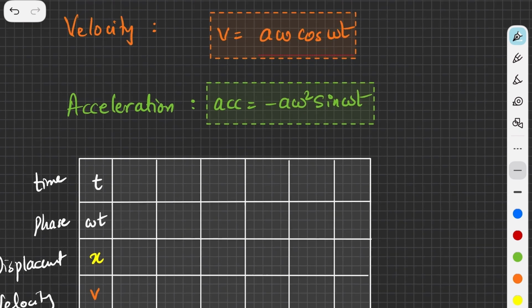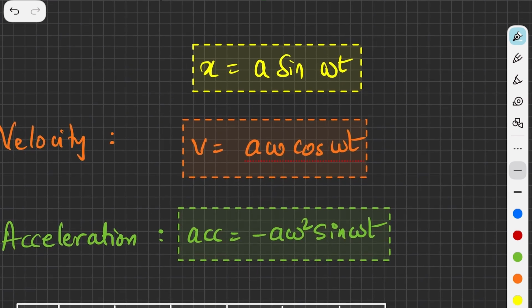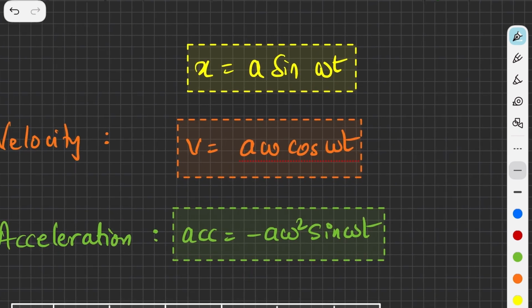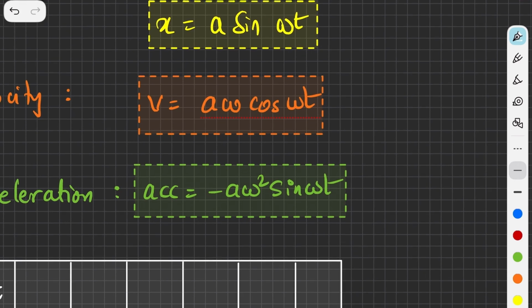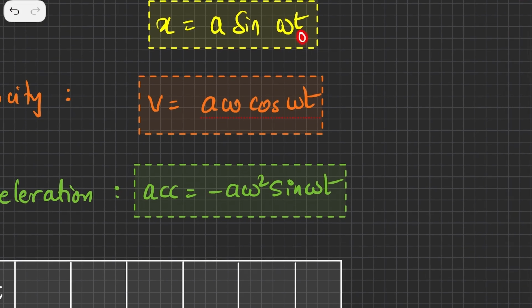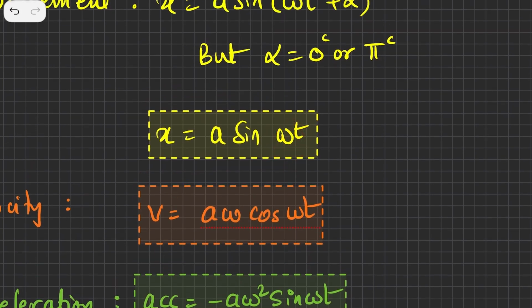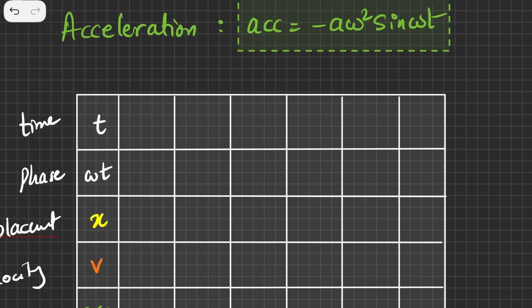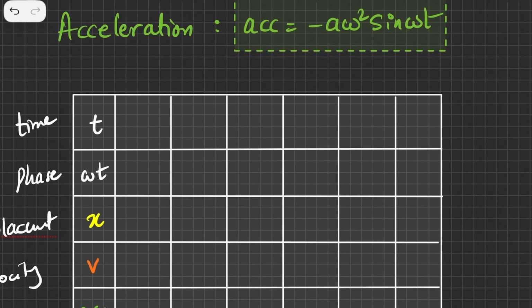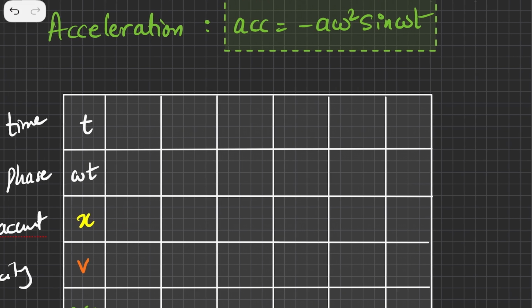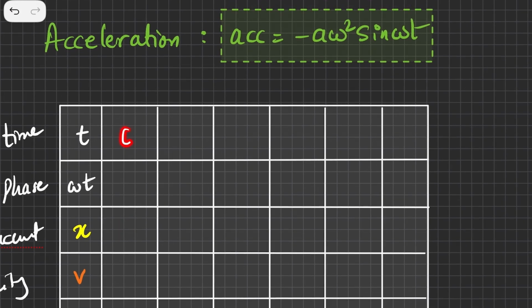Now time is an independent variable, so I'll take the value of time as I want. If time is 0, then 0 into omega would go to 0, and sine 0 we all know is 0, and 0 into a would again be 0, so I get x is equal to 0 when time is 0. So when time is 0, my displacement is also 0. However, first I will try to fill up the time column. So I am going to assume that time is 0.